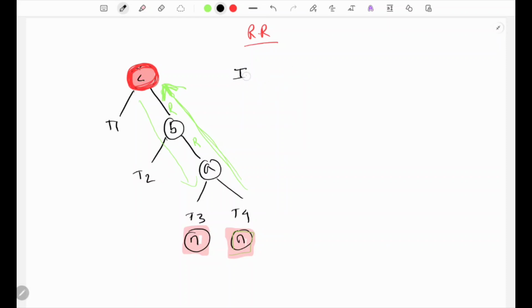let me write clearly, in RR case we will rotate the node C with a single left rotation.